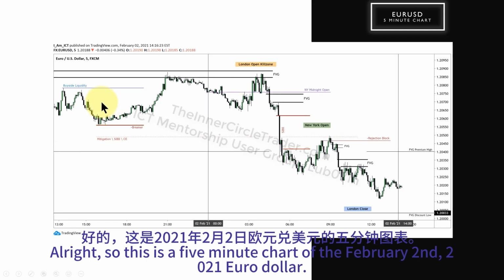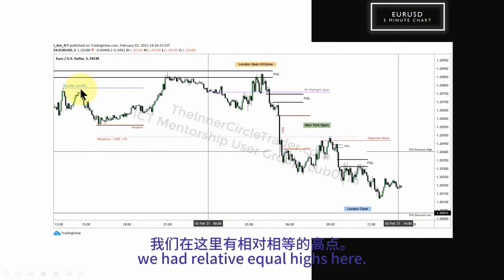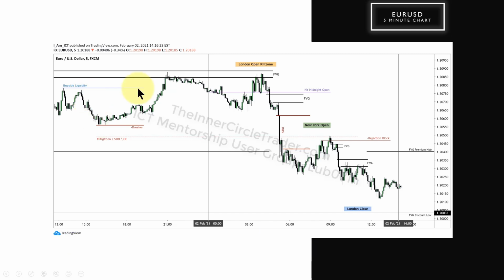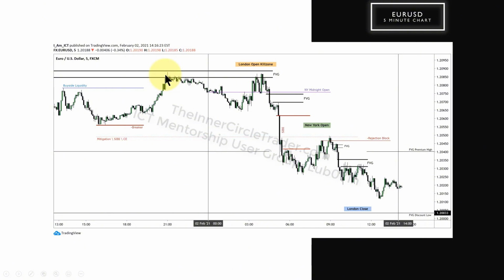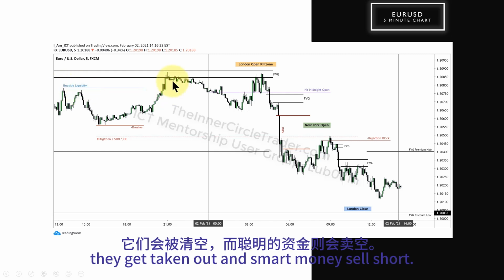Alright, so this is a 5-minute chart of the February 2nd, 2021 Euro dollar. In yesterday's trading, we had relative equal highs here, so we have a buy-side liquidity pool there, with the lowest down close candle inside of the swing that makes the low between the high and the higher high. All of the stops resting here get taken out, they break those orders. Anyone that's trying to sell short on retail resistance here gets taken out, and smart money sells short.